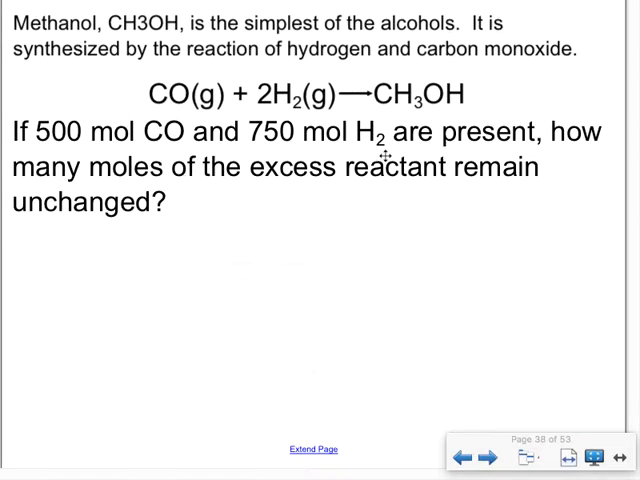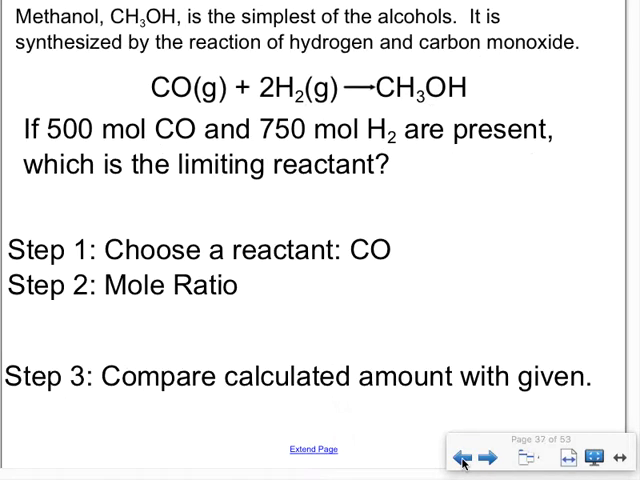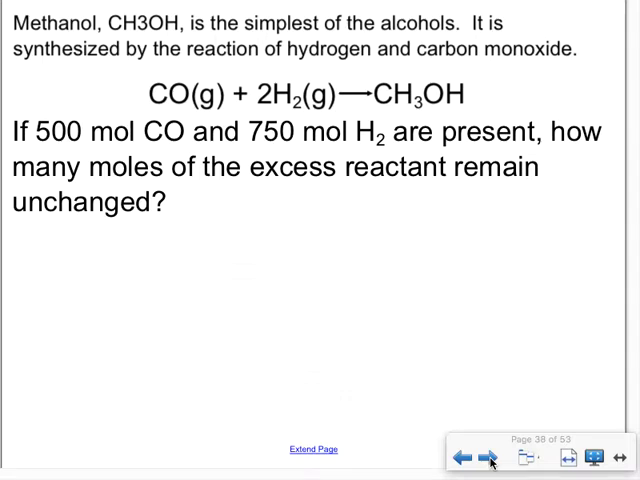All right, now this problem is a little bit different. If 500 moles of CO and 750 moles of hydrogen gas are present, how many moles of the excess reactant remain? So I've already determined my limiting reactant as hydrogen gas. And they just say, okay, use your excess to figure out how much remains unchanged, right? So first off, start with hydrogen gas and convert to CO. So 750 moles of hydrogen gas, convert it to CO by using the mole ratio. 2 moles on the bottom of H2, 1 mole of CO on top.